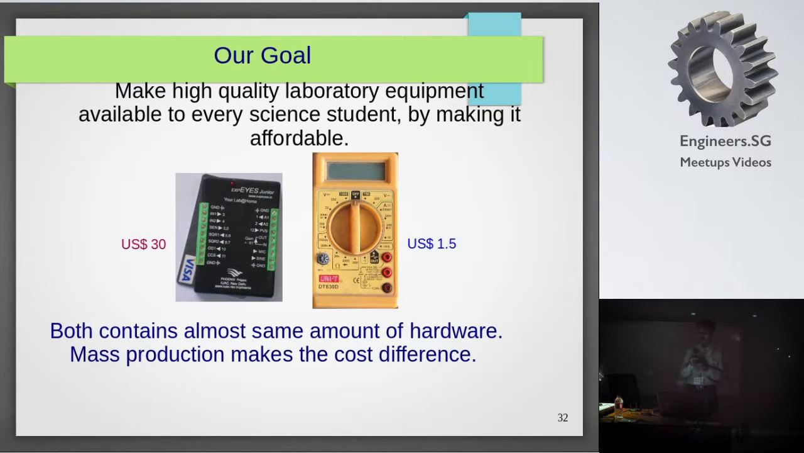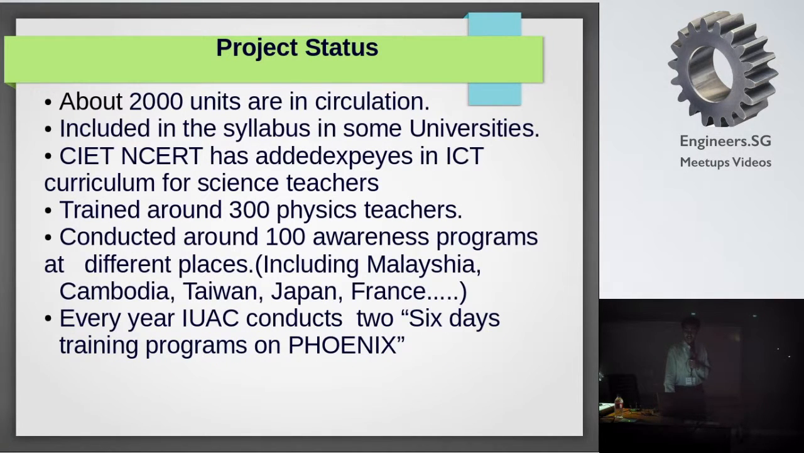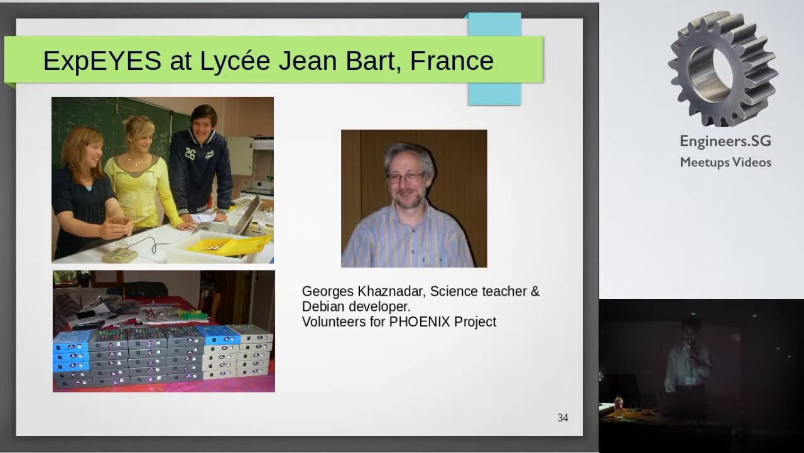If you compare the cost of these two equipments, both have similar hardware, but the ability to manufacture in bulk, in large quantity, that makes the difference. Maybe if somebody helps us to manufacture this in large quantity, we can still reduce the price. And since the project is open, anybody can take up the design and they can develop it here itself. We have a friend who is working as a volunteer. Because of his efforts, now the ExpEYES site is available in French, also in Spanish. And there is a project going on in the European Union called Pocket Science Lab with ExpEYES as the main component.